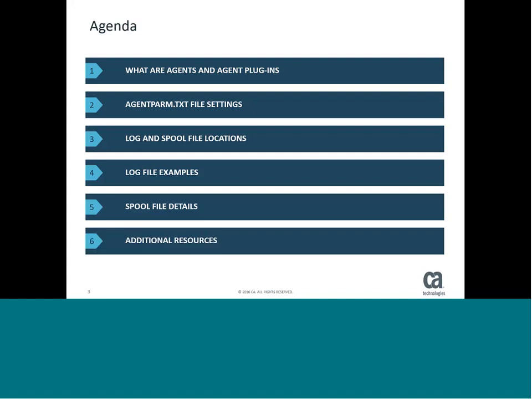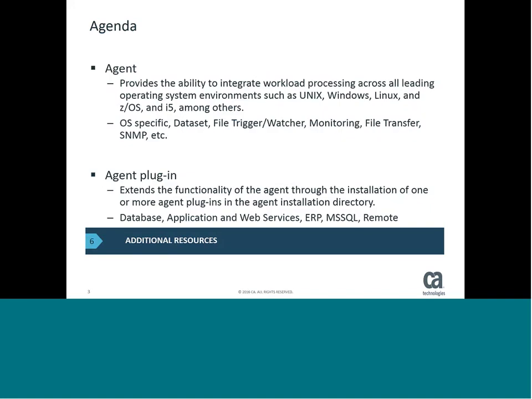So what we're going to do here, we are going to define agents and plugins. We're going to look at some agent parm.txt file settings for the log and spool file information. We want to definitely let you know where the log and spool files reside within your directory structure, and we'll look at some log file examples. We'll show you log files as well as spool files, and then we'll talk about some additional resources that are available to you out on our DocOps site.